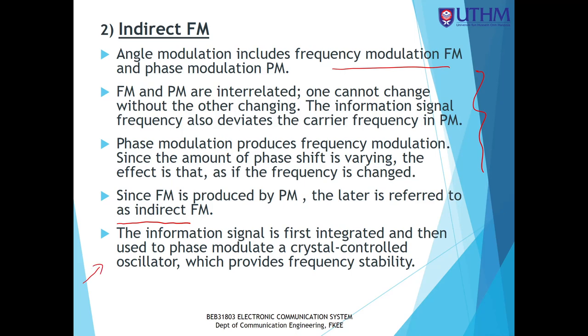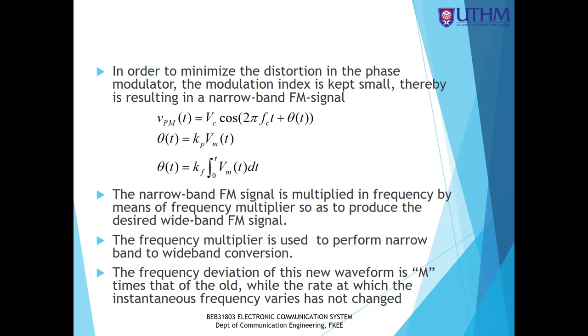The information signal is first integrated. Okay, mula-mula kita akan buat proses integral, kamiran. And then we transfer the signal to the phase modulator. Okay, phase modulate crystal control oscillator. Okay, we pass the signal to the phase modulator, which provides frequency stability. Okay. So in order to minimize the distortion of the phase, the modulation is kept small, thereby resulting in narrowband FM.